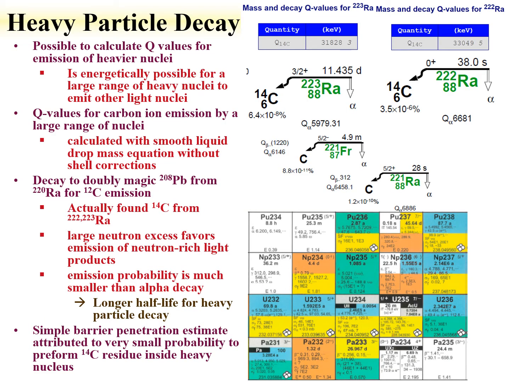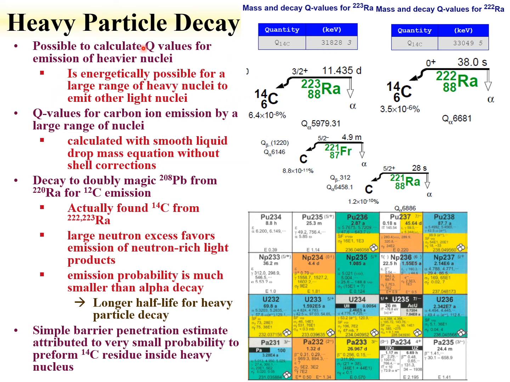Other particles, besides an alpha particle, can be emitted during the decay of a nucleus. Heavy particle decay, examples are shown here, can occur with extremely low probabilities. It's possible to calculate the Q value for emission of heavier nuclei, and examples are shown here for the carbon-14 emission from radium-223 and radium-222. The Q values show that it is energetically possible with energies on the order of 31 MeV, rather high energies.